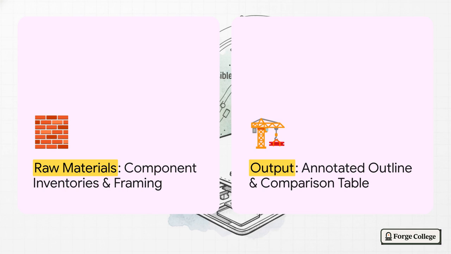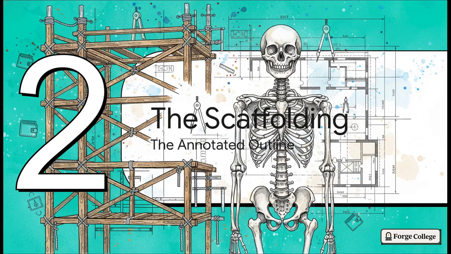We're taking all of that and we are transforming it into 2 very specific outputs. We're building an annotated outline and a comparison table. The huge takeaway here is that you aren't starting from scratch. You're strategically repurposing the foundational blocks you've already painstakingly created to build something way more advanced. Moving right along to Section 2, the scaffolding, which means creating our annotated outline.